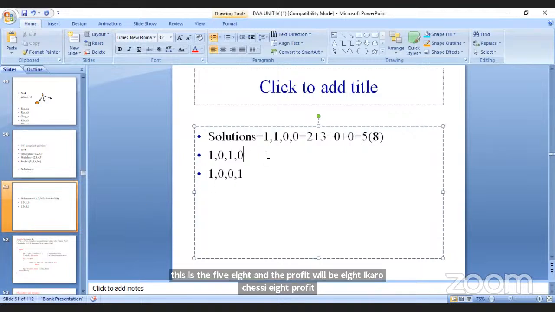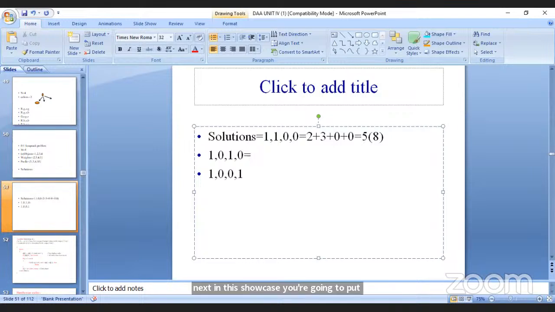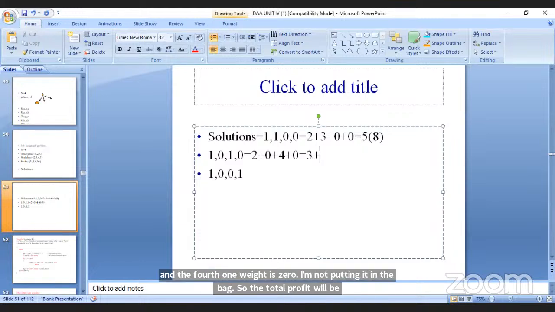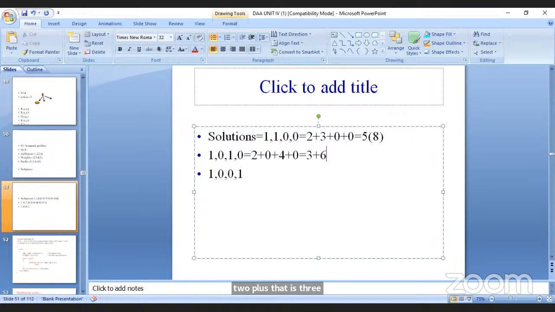Next, in this case, you're going to put the first one, whose weight is 2. The second one's weight is 0. The third one's weight is how much? 4. And the fourth one's weight is 0, I'm not putting it in the bag. So the total profit will be 3 plus 6. So the profit will be 9.